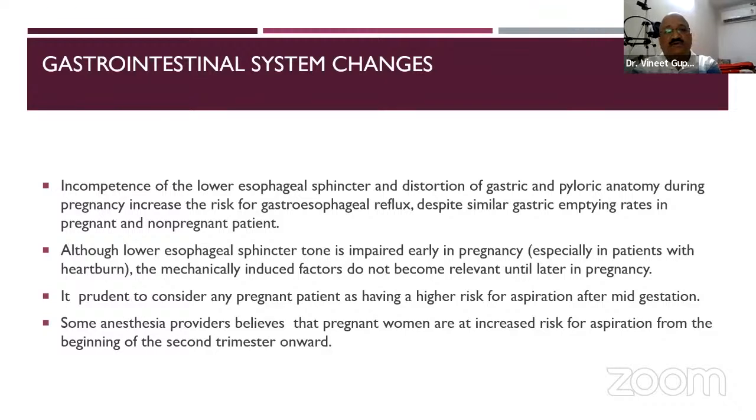GI system: incompetence of the lower esophageal sphincter and distortion of gastric and pyloric anatomy during pregnancy increase the risk of GI reflux, despite similar gastric emptying rates in pregnant and non-pregnant patients. Although lower esophageal sphincter tone is impaired early in pregnancy, the mechanically induced factors do not become relevant until later in the pregnancy. It's prudent to consider any pregnant patient as having a higher risk for aspiration after mid-gestation.